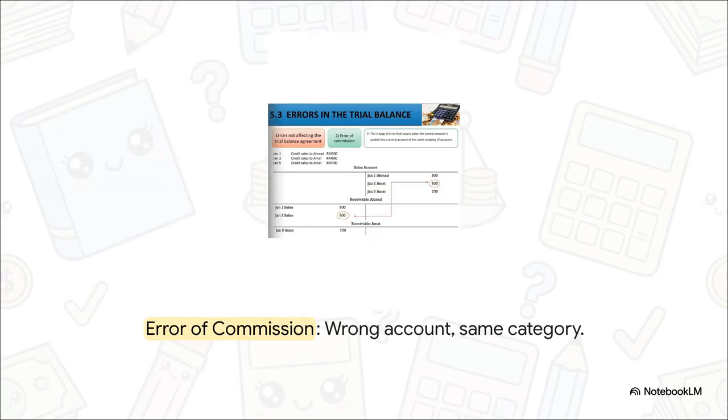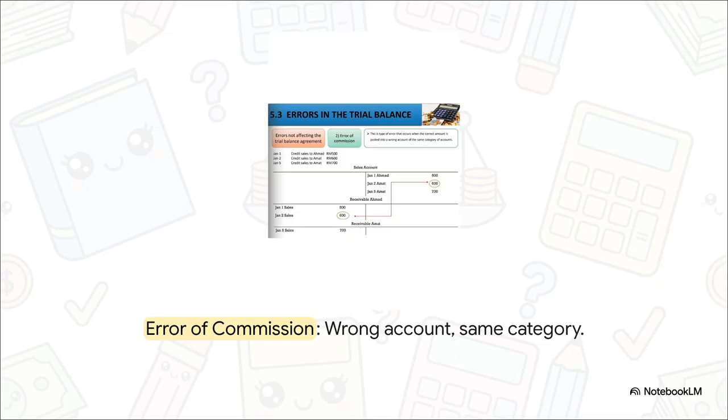Finally, the error of commission. The amount is right, the category is right, but the specific personal account is wrong. Notice here, a credit sale of RM600 was made to Ahmed, but it got debited to Ahmed's account by mistake. Total receivables are mathematically fine, so the trial balance agrees, but I guarantee Ahmed is not going to be happy getting Ahmed's bill.